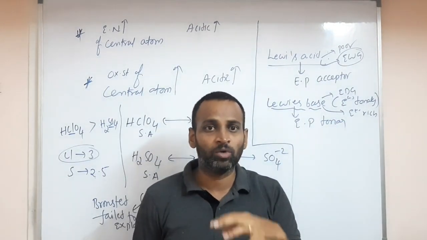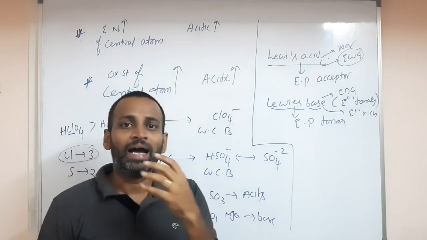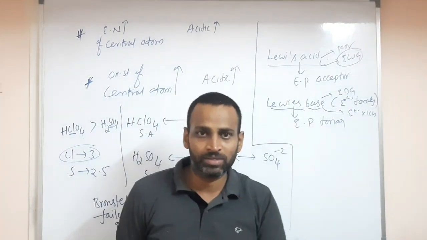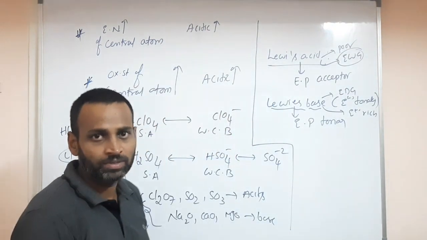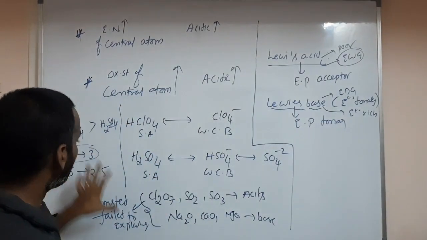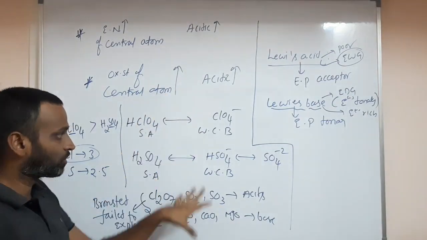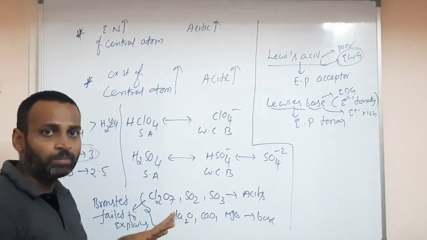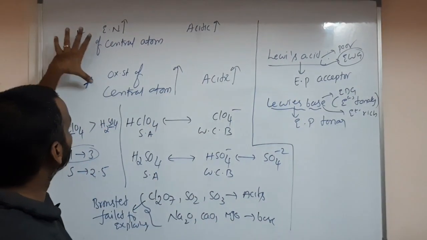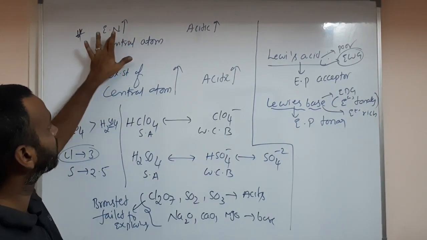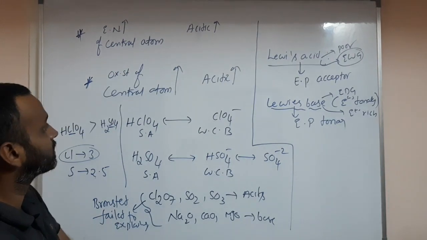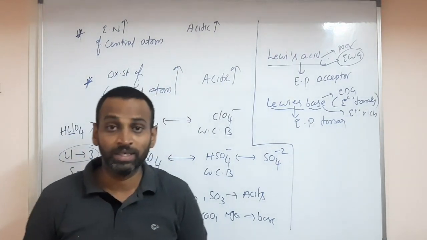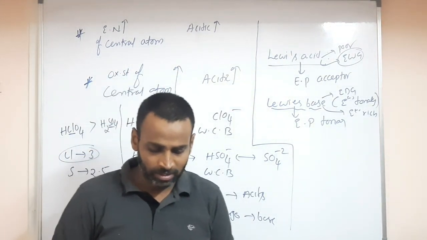In our next class we will discuss pH, buffer solution, salt hydrolysis, and one more, the solubility product. Please remember, here also I gave some list of conjugate acid base pairs. Please go through that. And these 2 points are very important: as electronegativity increases, acidic character increases. As oxidation state increases, acidic character increases. Please remember all these things.